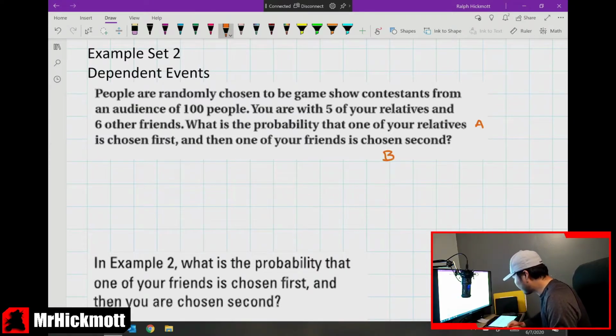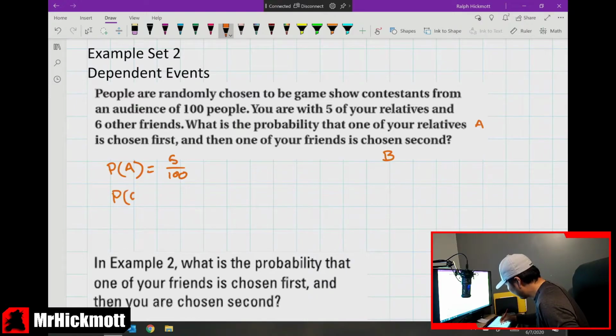That's event B. So when I look at something like this, the probability of A, that one of your relatives is chosen first, on the first choice you've got 5 out of 100, because you have 5 relatives and 100 people total in the audience. After that, this is a dependent event, because once your relative is chosen, the number of people available changes. So instead of 100 people in the audience, now you have 99.